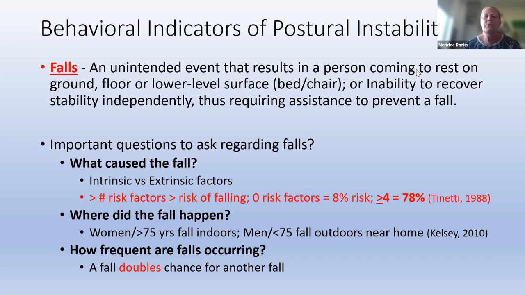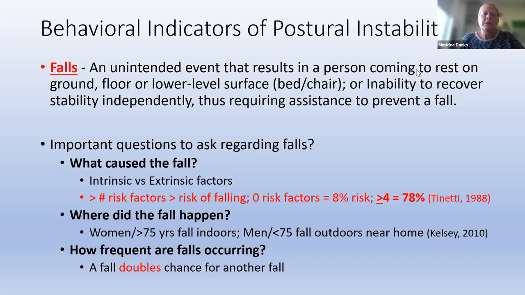The greater number of risk factors there are, the greater the risk of falling. So when you take the inventory from your client, if they have zero risk factors for falling, they have about an 8% chance of risk to fall. We'll go over the risk factors in the next slide. If they have greater than 4 risk factors, they have up to a 78% greater risk of falling. That was a study by Tinetti that she did in 1988.